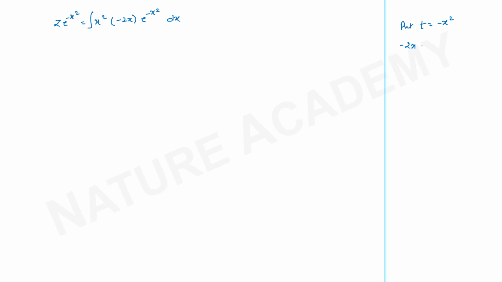If I differentiate it, I will get minus 2x into dx is equal to dt. So I have just rearranged it. I have put minus 2x into dx as dt, minus x square as t. Here we have x square, therefore I have written it as minus t. Now this is in the form of integral x raised to n f of x dx. Now I can apply the DI method.